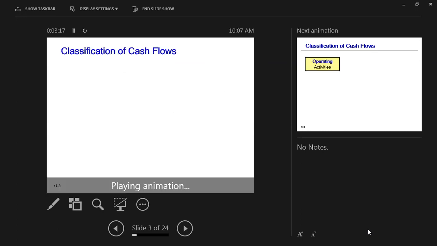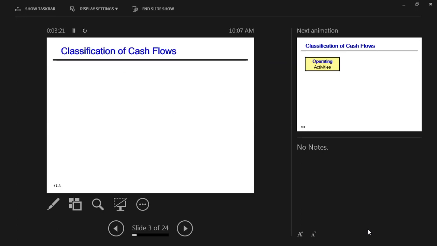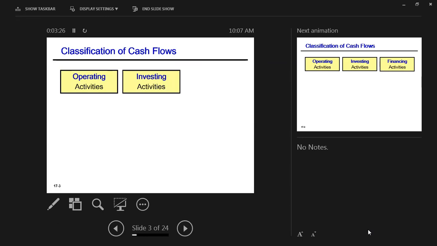Then last class I explained that we have three activities of cash flow statements: operating activities, investing activities, and financing activities. We have these three activities and we have to report them separately. And every activity has different components, different cash inflows, and different cash outflows.